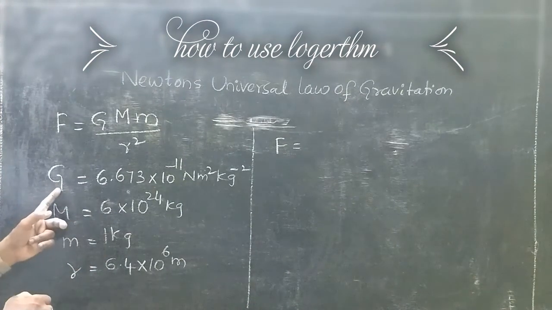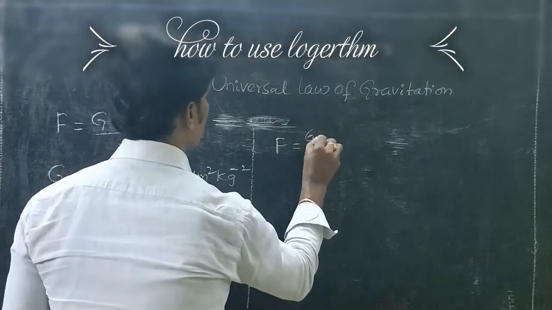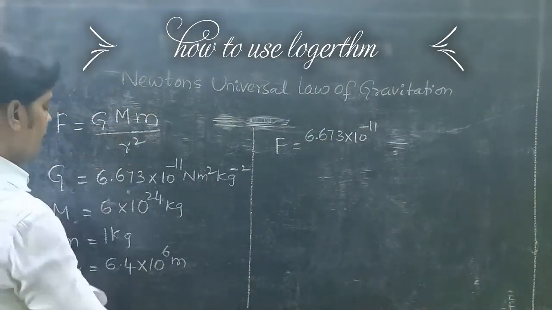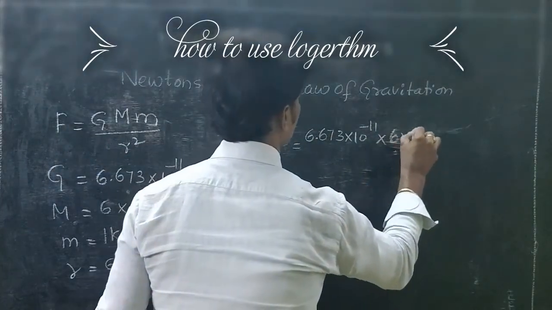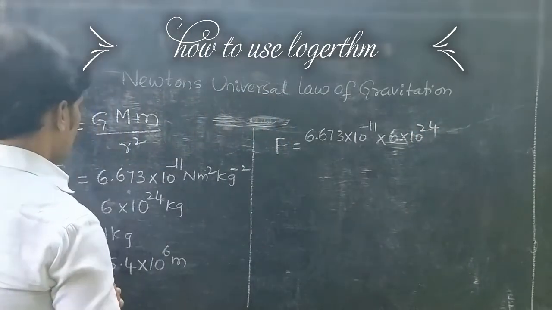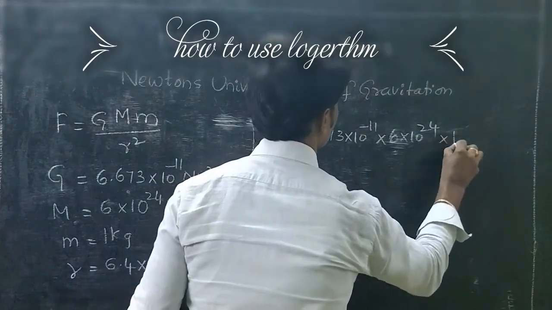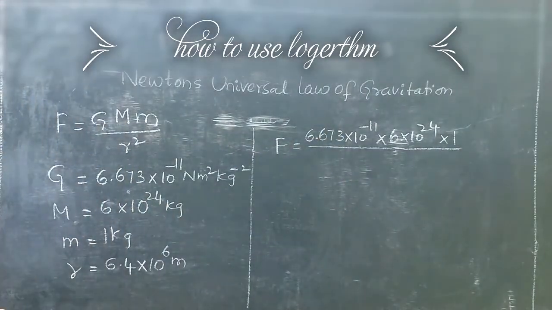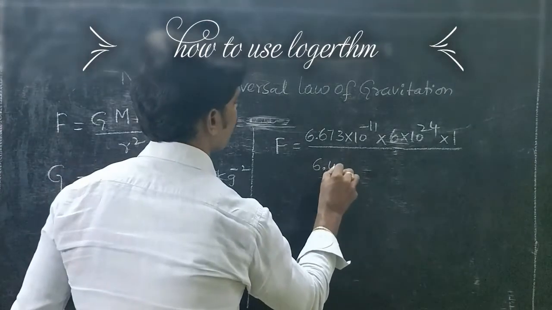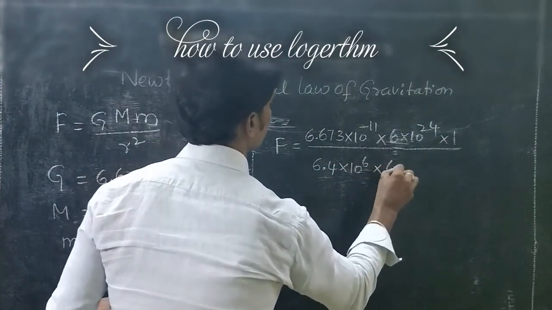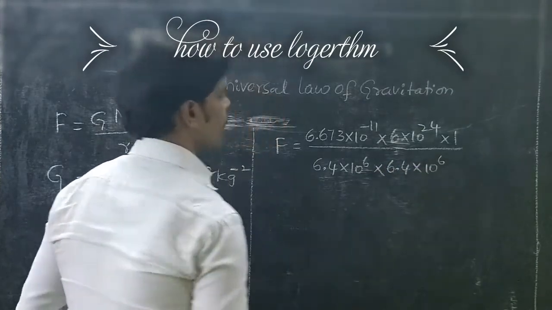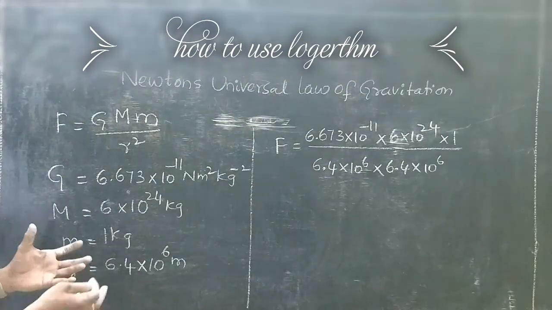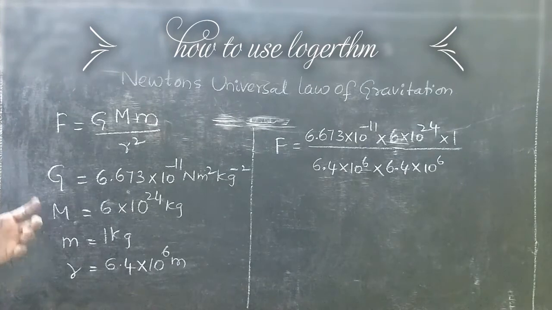Substitute the G value, we get 6.673 into 10 power minus 11, and M value 6 into 10 power 24, and the small m, mass of the body, is 1, divided by r square, r value 6.4 into 10 power 6, so 6.4 into 10 power 6 into 6.4 into 10 power 6. You understand this is a big fraction. Why am I explaining this? To show how to use logarithms in this calculation.